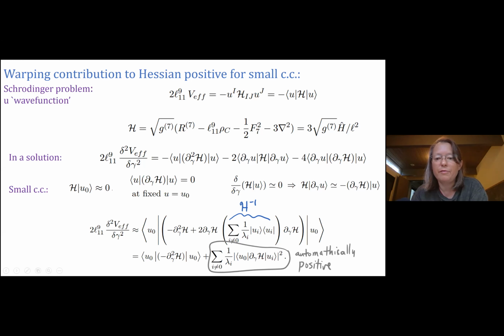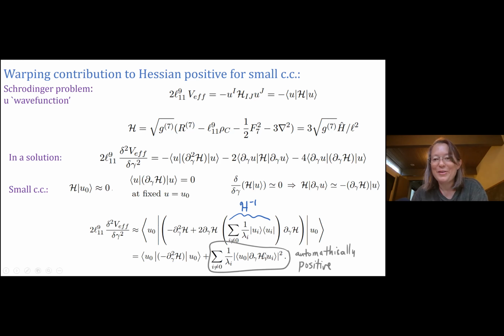From that formulation, we can treat it like a Schrodinger problem. We can do things like take expectation values and look at trial wave functions, and also simply pursue quantum mechanical perturbation theory the way you do in ordinary quantum mechanics. And in that spirit, what you find is that if you look at how the warping contributes to the Hessian, it's always positive. In our project, Bruno coined the term automathic.